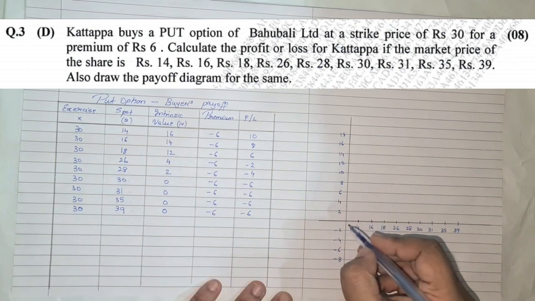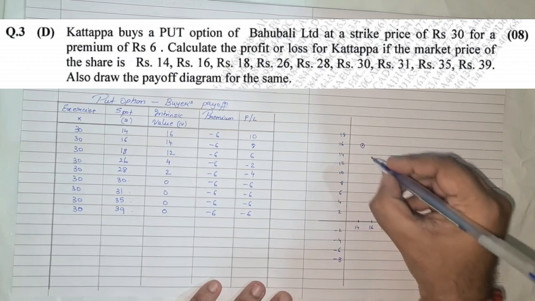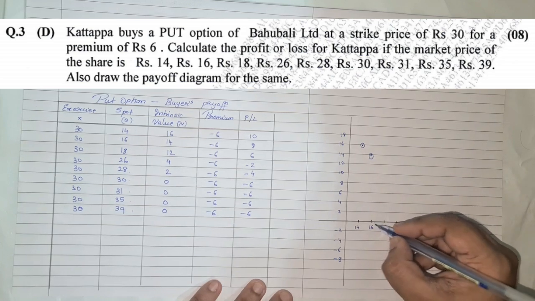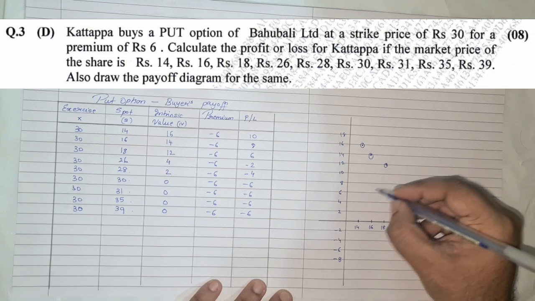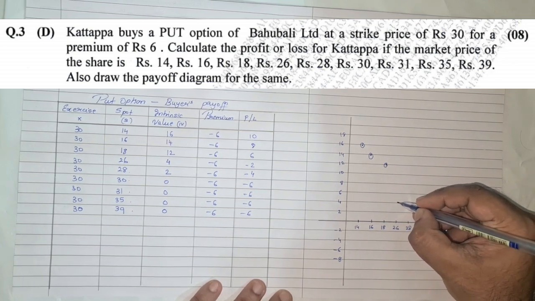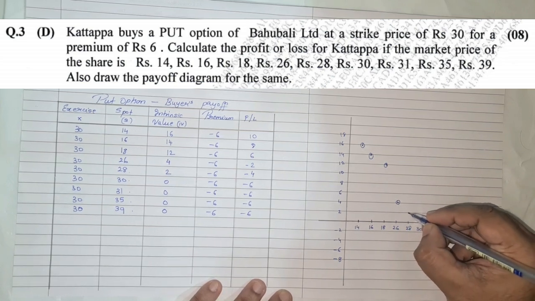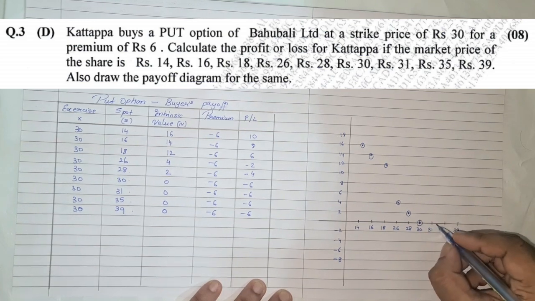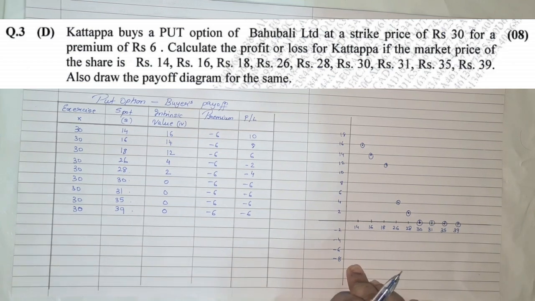So the intrinsic value at 14 is 16, then it is 14, at 18 it is 12, at 26 it is 4, at 28 it is 2, at 30 it is 0, and then it is constant 0 till the 39. Okay, so now we can join this.